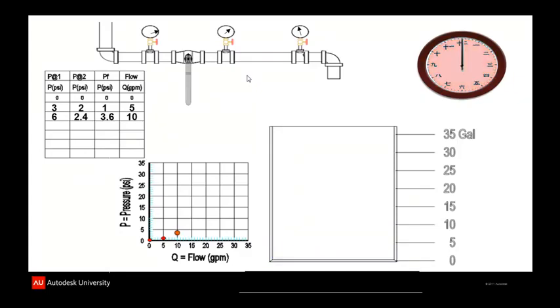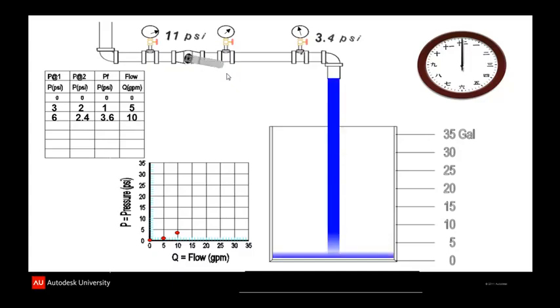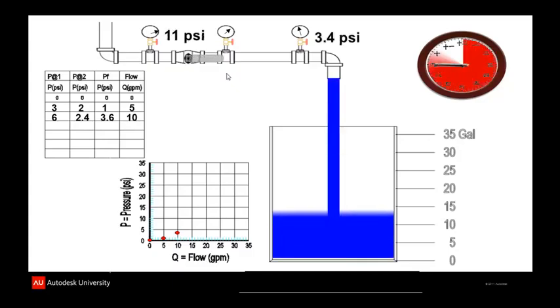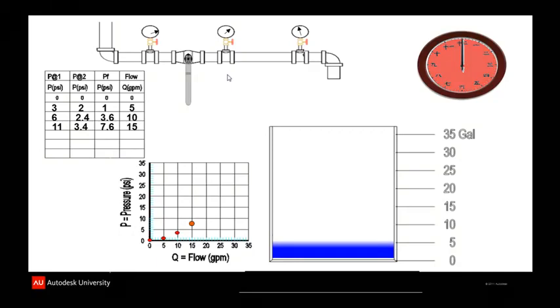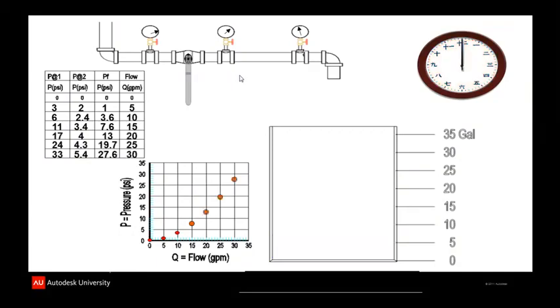Once again, we can empty the container, reset the clock, and use another calibrated setting on our valve. This time we get 11 pounds upstream, 3.4 pounds downstream. After a minute, we've measured 15 gallons, so we can transfer the upstream and the downstream pressures to our chart. We can transfer the 15 gallons per minute to our chart, subtract the downstream from the upstream, get 7.6 pounds. We'll graph that. And again, like before, I'll skip ahead a little bit, say we could run 3 more tests and show what the friction loss would be at 20, 25, and 30 gallons a minute.